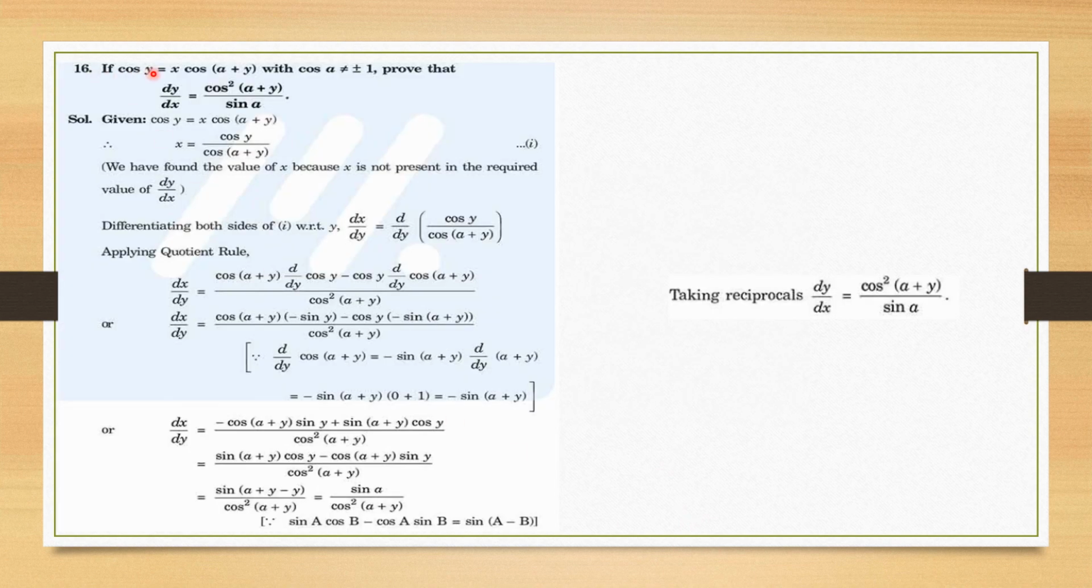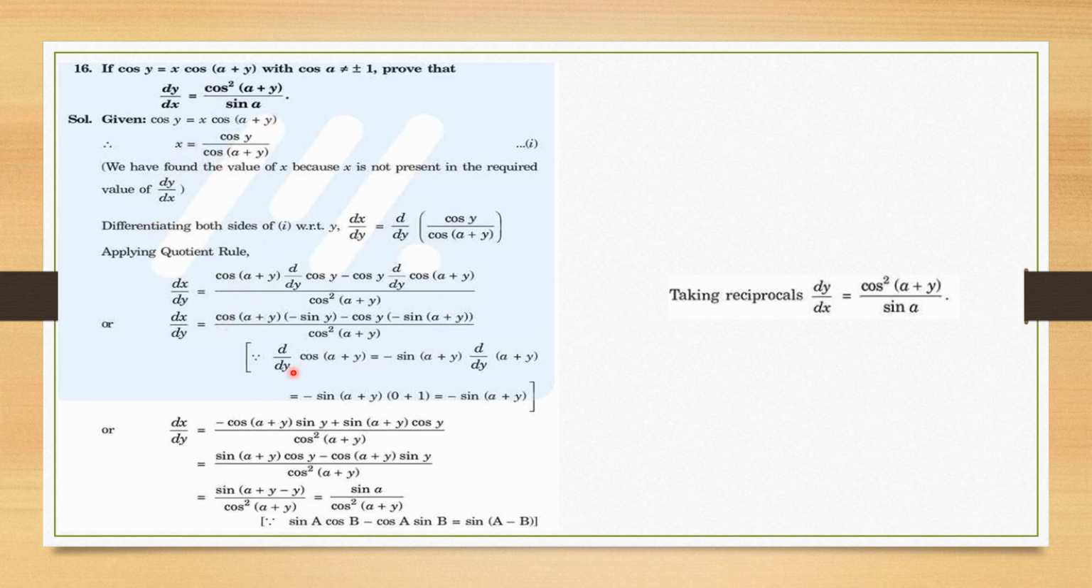Number 16: if cos y is equal to x cos (a plus y), with cos a not equal to plus minus 1, prove that dy/dx is cos square (a plus y) upon sin a. So again, it's better to express it as x equal to cos y upon cos (a plus y). Now why did I express it as x equal to, not y equal to? Because when I express it as x equal to, the x term is just on this side, and the y terms will be on the other. So differentiating now, you can apply the quotient rule.